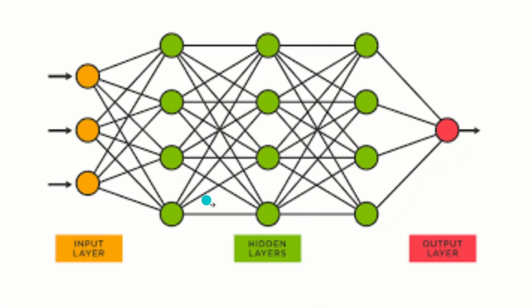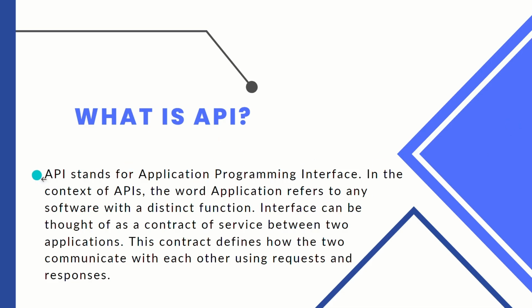This is an example of a neural network where you have an input layer, multiple hidden layers, and then an output layer. You can also have one single hidden layer, then it will be a simple neural network, and when you have multiple ones it will be a complex one. In each of these layers there are different kinds of calculations done from the data which is passed from the previous node. Now what is an API, or application programming interface?